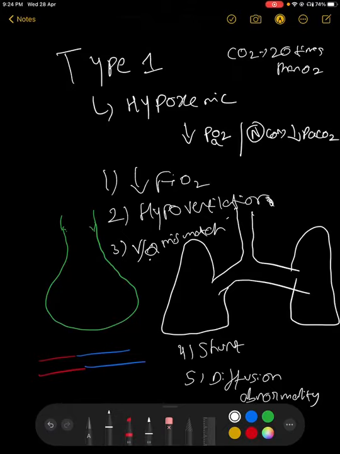I'm discussing these things to apply this theory to the patient when you are seeing a patient in the ICU or wherever. So broadly we can divide the causes like this. Going to each cause, we have discussed the first cause, that is low FiO2. Second thing, hypoventilation, we also discussed.